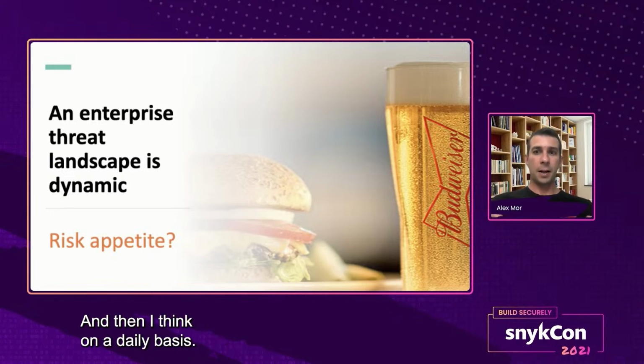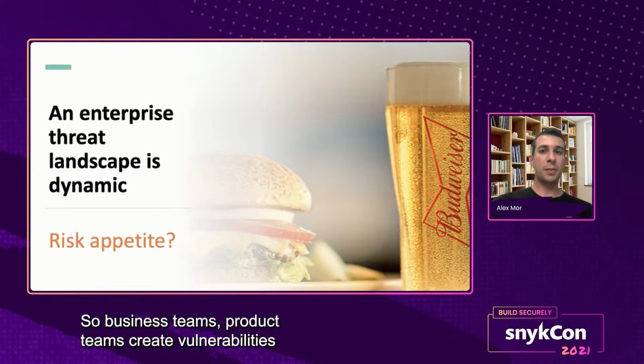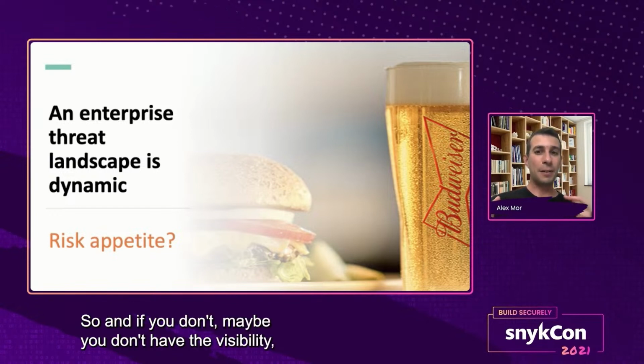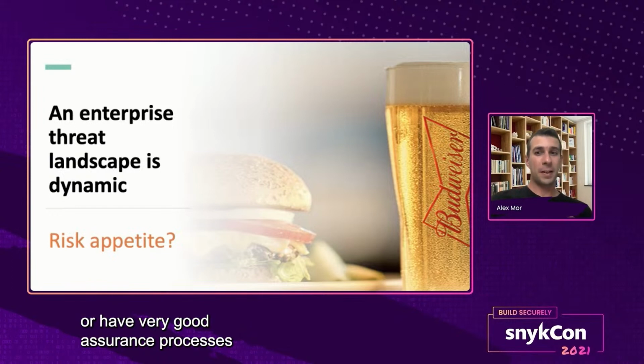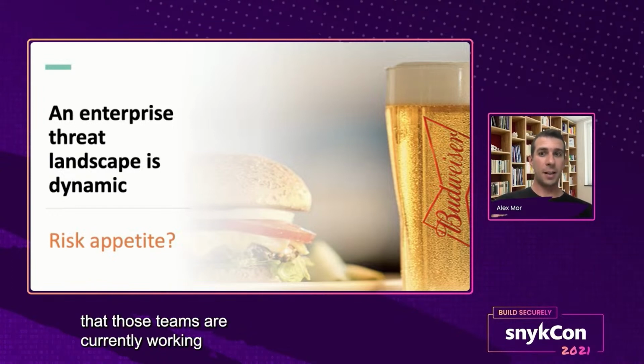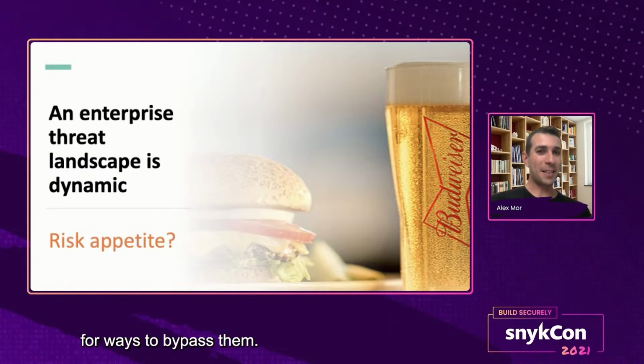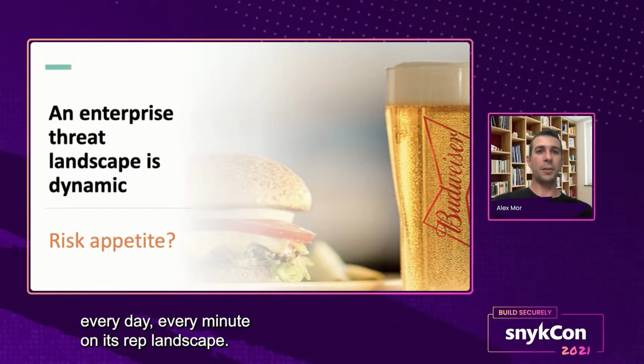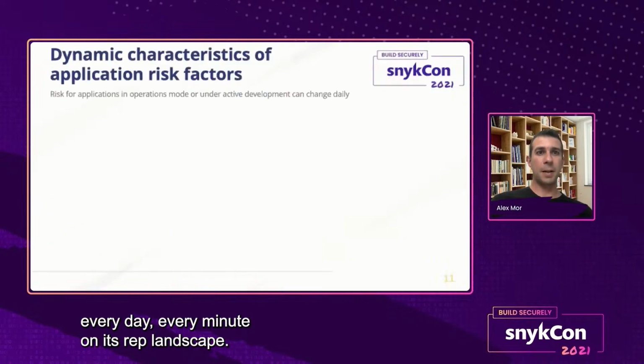And then, I think on a daily basis, right? Business teams and product teams create vulnerabilities on a daily basis. So hopefully you do agree with that, right? If you don't, maybe you don't have the visibility, or have very good security assurance processes that those teams are currently working around to bypass. But essentially, we want to say that an application changes every day, every minute on its threat landscape.